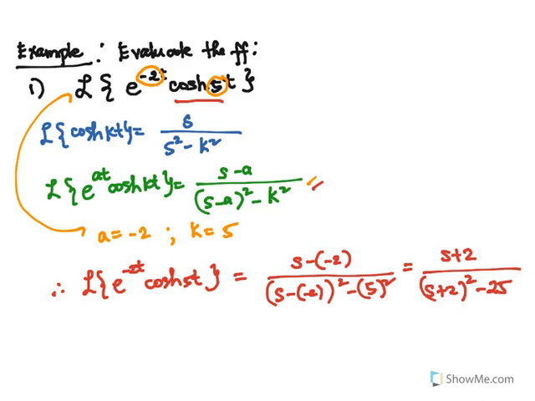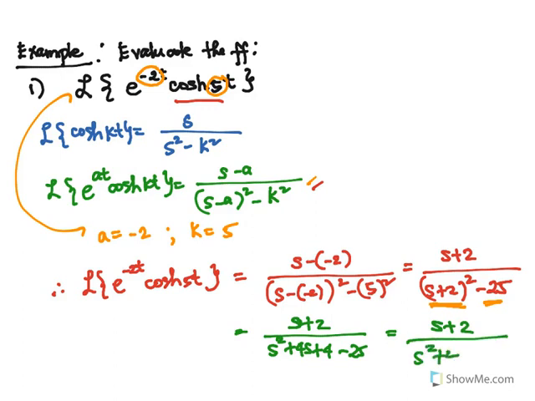Now, we can expand the first term in the denominator since this is just a constant. The 2, when you expand this binomial, you'll be able to have a constant and you can combine it with the negative 25. So, I can further simplify this as s plus 2 over s squared plus 4s plus 4 minus 25. And so, ultimately, we have the transform to be s plus 2 over s squared plus 4s minus 21.